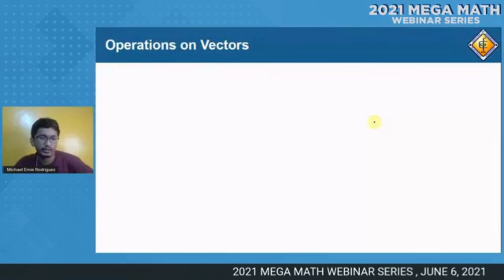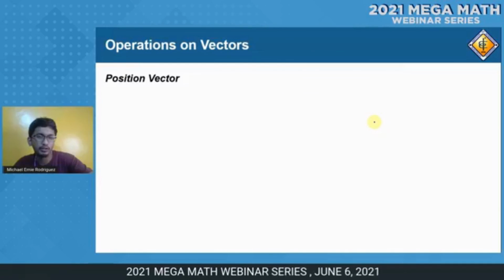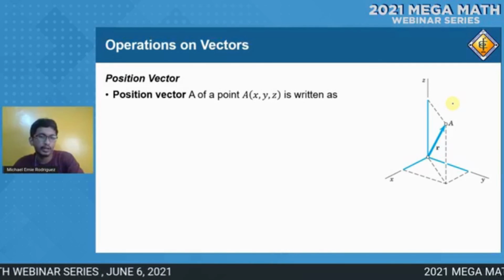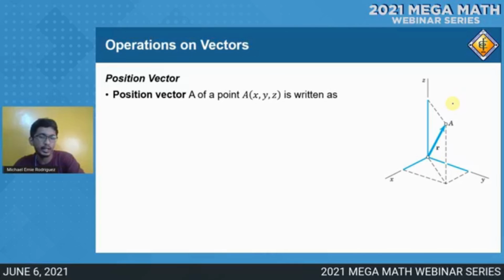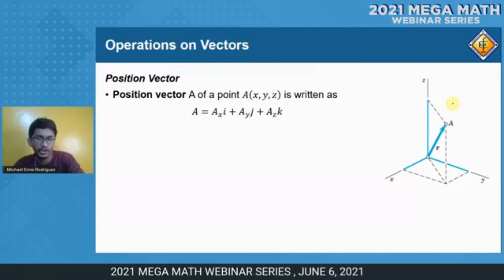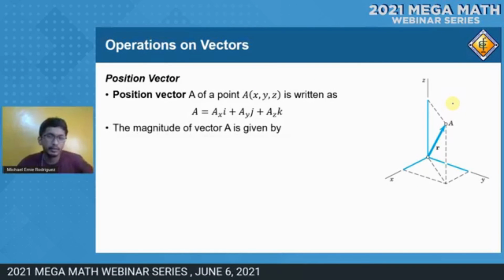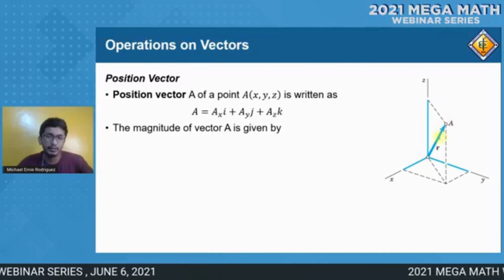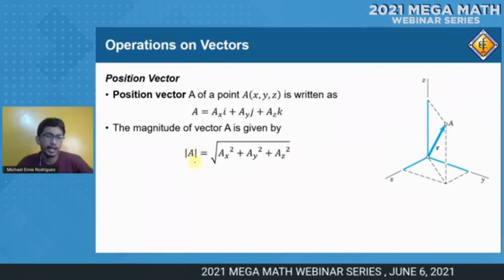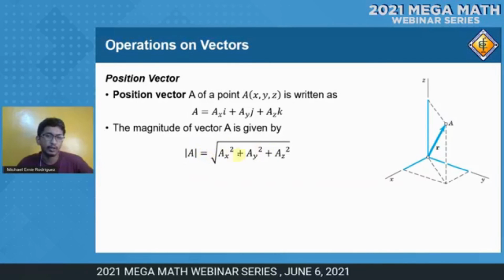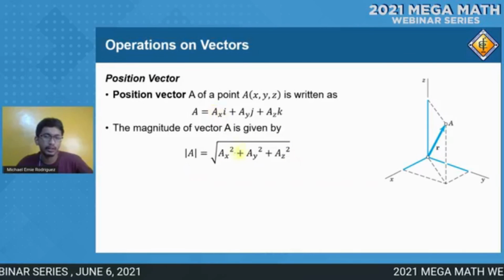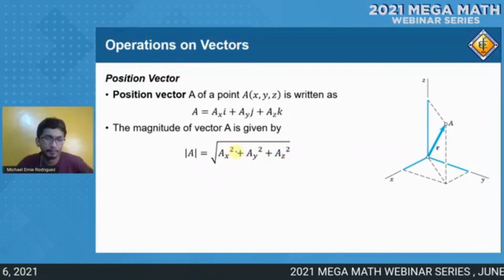We have operations on vectors. So, we have the position vector. The position vector A of the point A (X, Y, Z) is written as A = AX i + AY j + AZ k. The magnitude of vector A, your R in here, is equal to the square root of AX squared plus AY squared plus AZ squared. So, just take each component, square it, and then add them all.